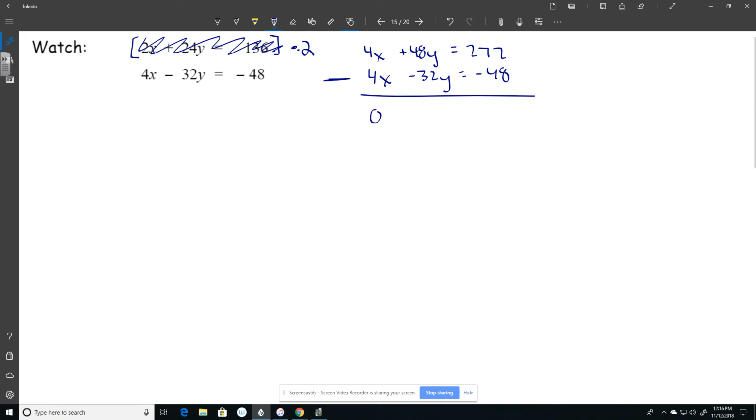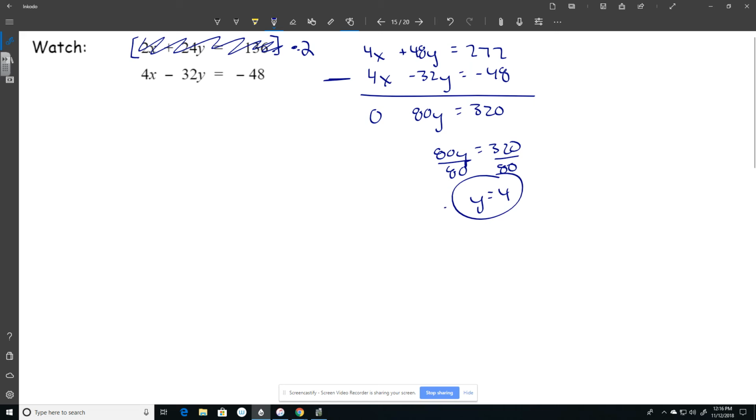48y minus a negative 32. We have to be careful. 48 minus a negative actually means 48 plus 32, so this becomes 80y. And 272 minus a negative 48 means I'm actually adding 48, and that's 320. So now I have 80y equals 320. And when I divide by 80, y is equal to 4.